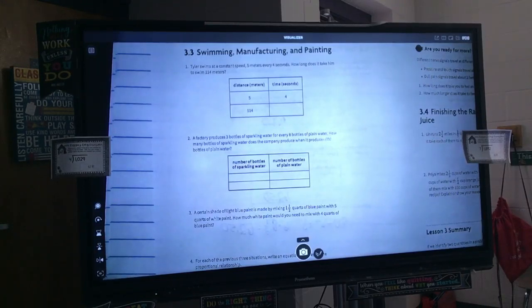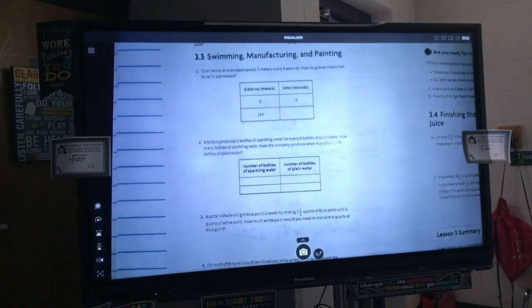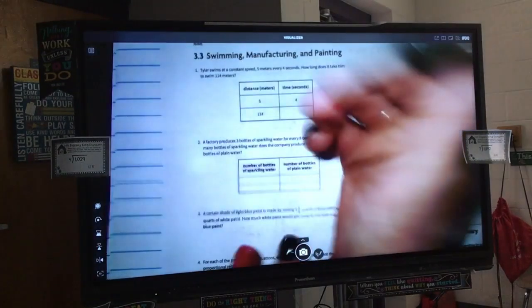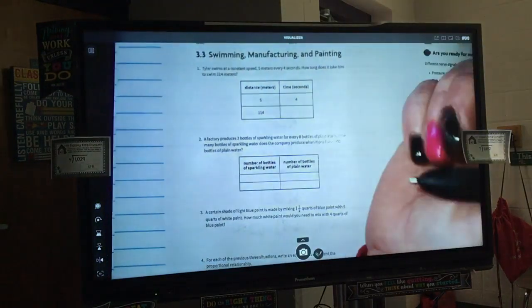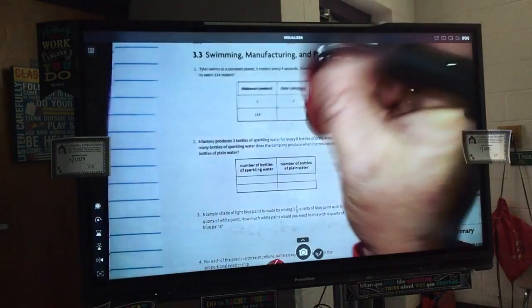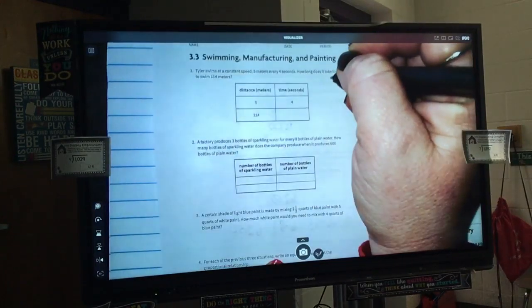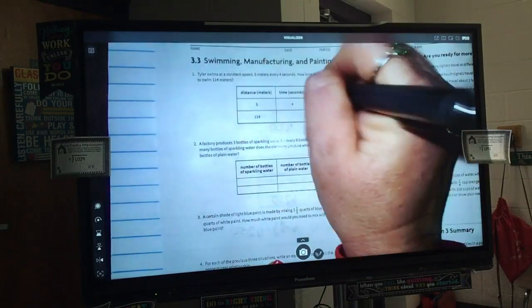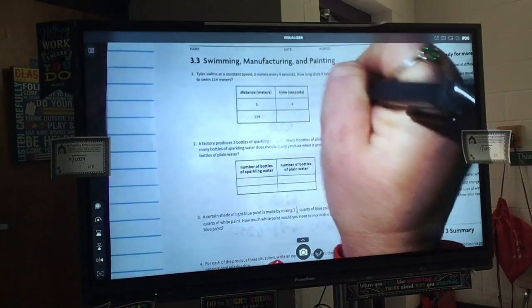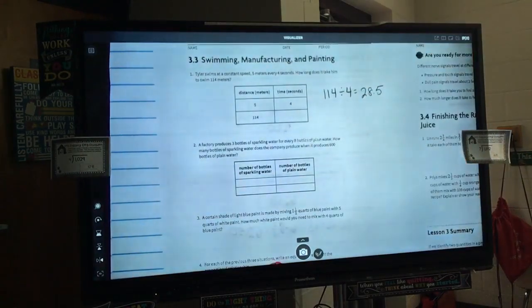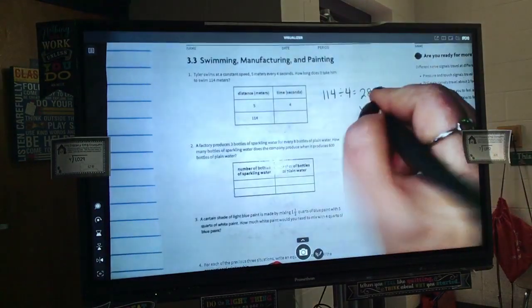Okay, walking around for the most part, you guys did a good job on number 1 and number 2. So number 1, what was your strategy? What was your process? Alright, Jackson. I'm not quite sure if I got this right, but I did 114 divided by 4 and got 28.5. And then I multiplied that by 114.